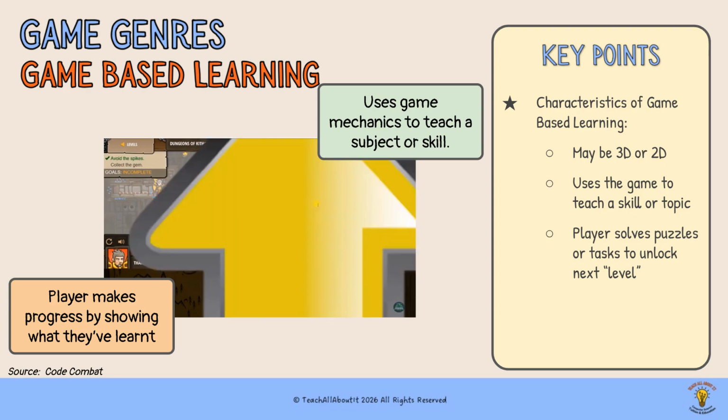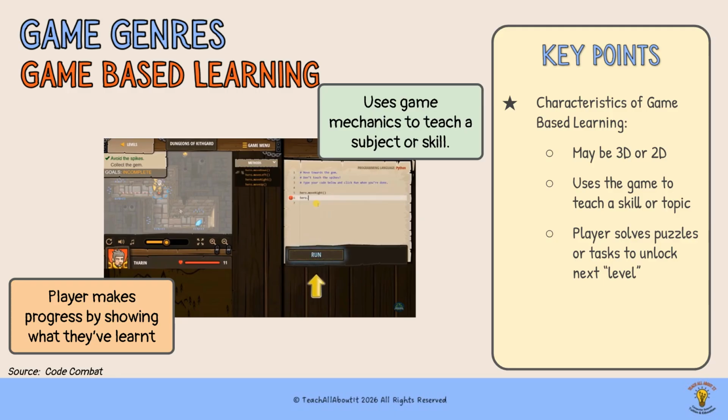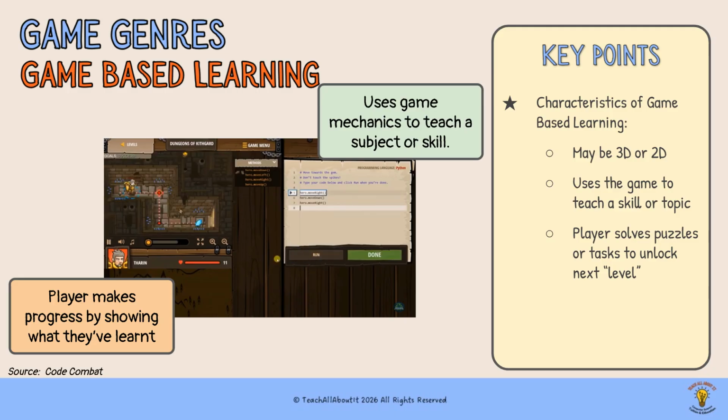So here we have a hero.moveRight. Now this is an interesting one because it's actually quite an advanced Python command, but it's one of the very, very first things that you learn in this particular game. So in Code Combat, you need to be able to move your object or your sprite, and that sprite is known as hero. So you can have move down, you can have move right, you can have move left, but you probably want to avoid the spikes.